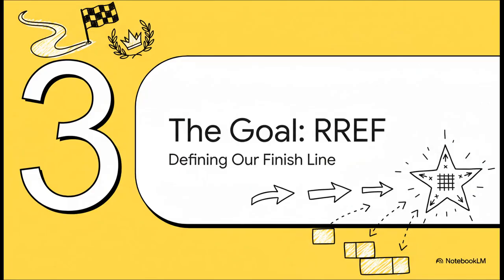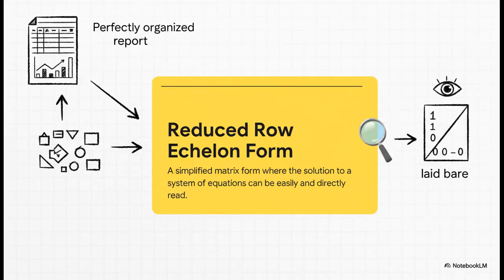Okay, so we've got our data neatly organized in this matrix. But what does a solved matrix even look like? We can't just start randomly changing numbers. We need a clearly defined target state, a finish line, where the answers become totally obvious. In linear algebra, we call this state Reduced Row Echelon Form. I want you to think of RREF as the ultimate simplification of our problem.